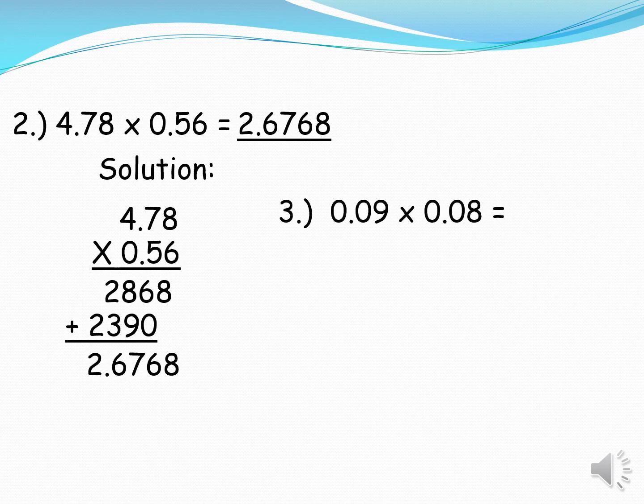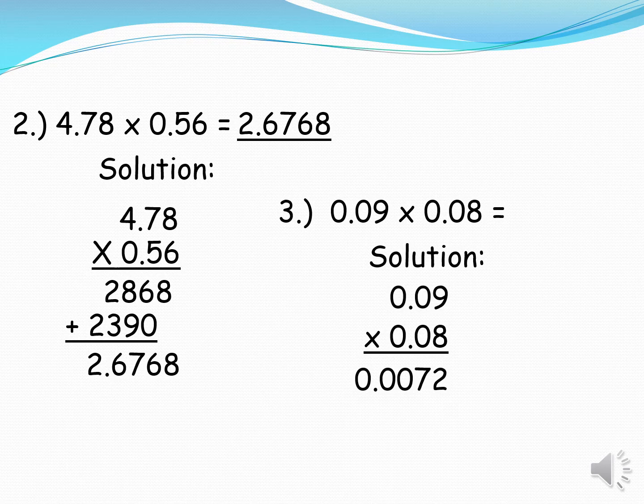Example number 3, we have 9 hundredths times 8 hundredths. So we have our solution. 9 hundredths times 8 hundredths. 8 times 9 is equal to 72. Now we have again 2 decimal places in our first factor and 2 decimal places in our second factor. So our product should have 4 decimal places. So affix zeros to complete the number of decimal places in the product. So 9 hundredths times 8 hundredths is equal to 72 ten thousandths.